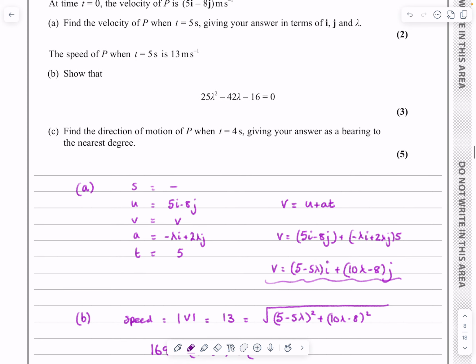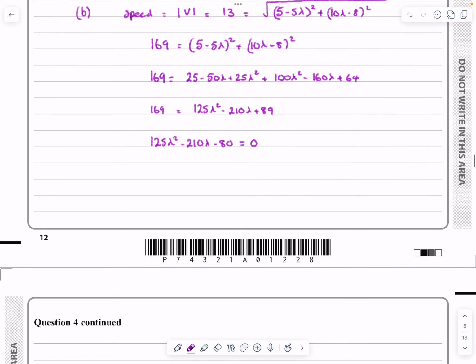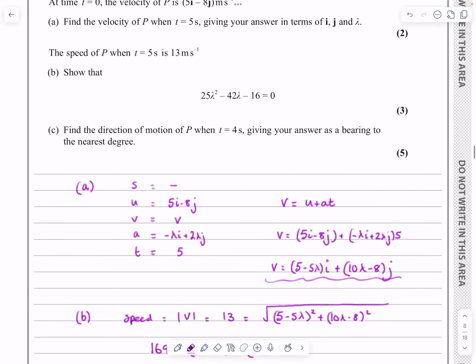And what we're trying to get it to, yeah, just divide everything by 5 by the looks of things. So divide everything by 5 will give me what we were trying to do. So 25 lambda squared minus 42 lambda minus 16 equals 0. So part B sorted out.